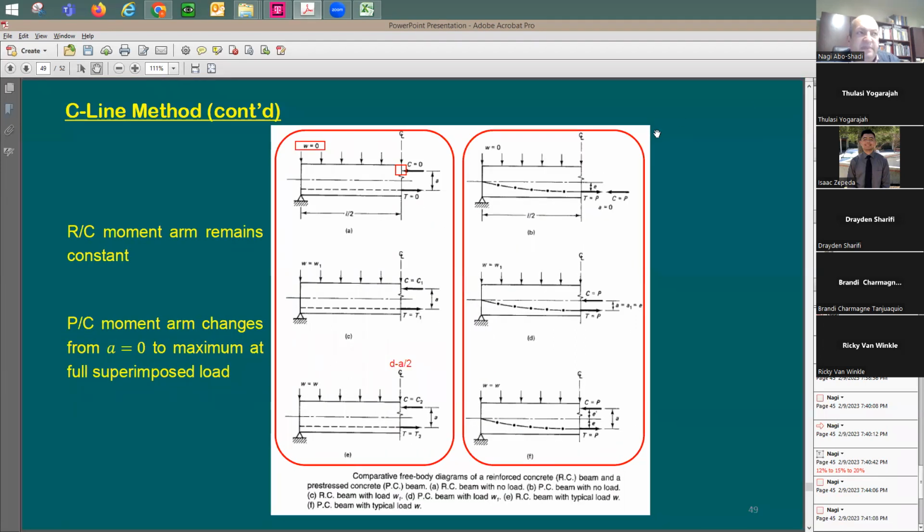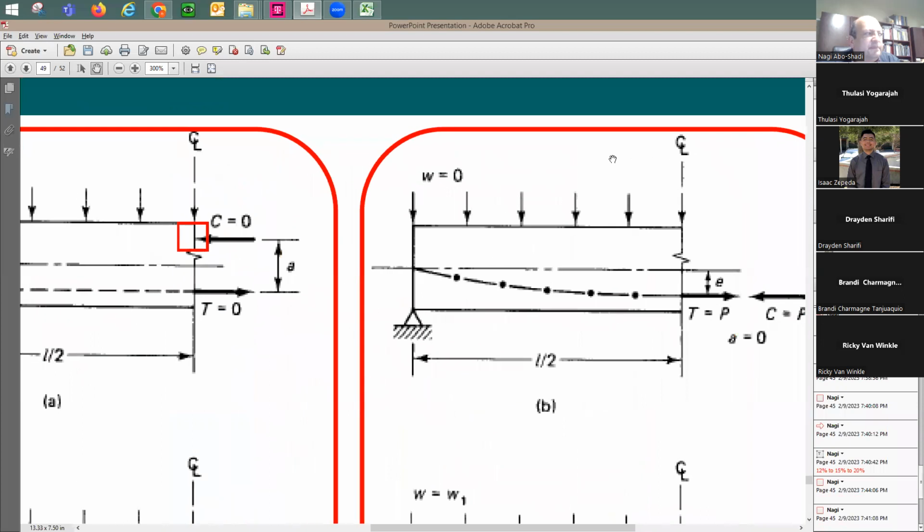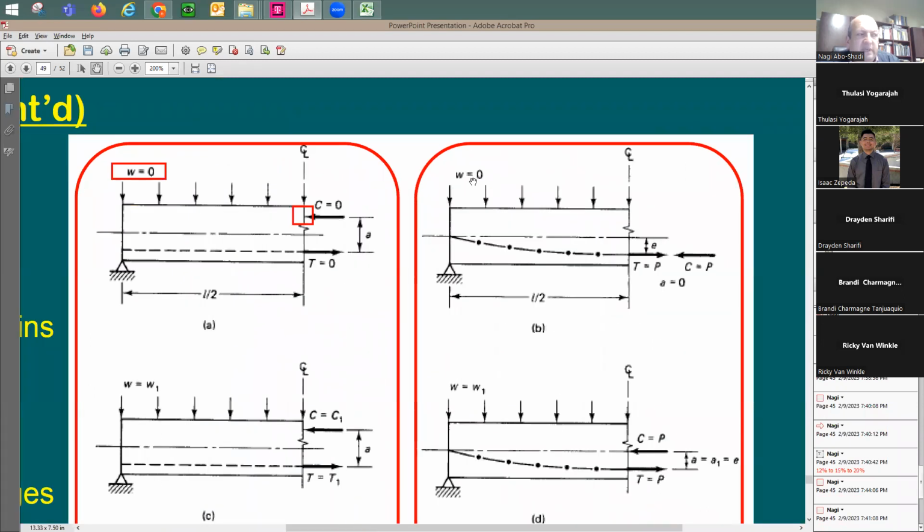In pre-stressed beams, performance is going to be completely different. Now let's look at what's happening here. You have no loading, but the beam is stressed already because you have this compressive force on the beam from the pre-stressing.